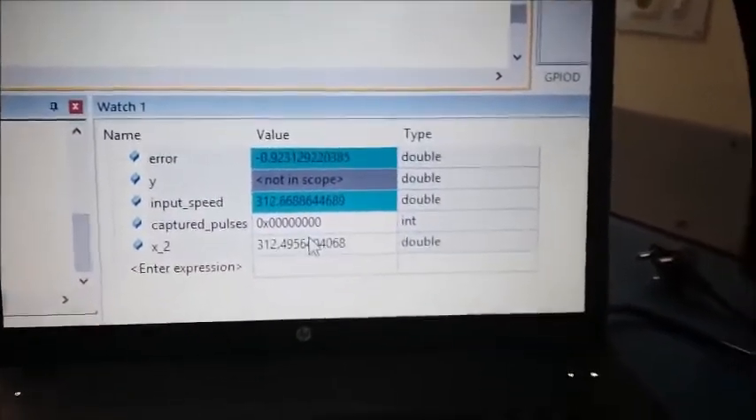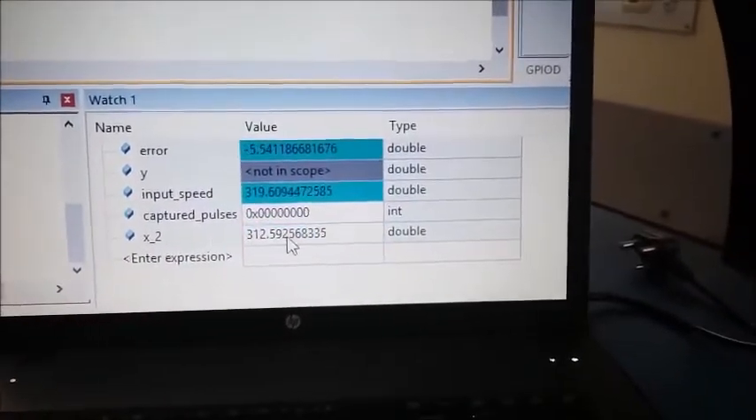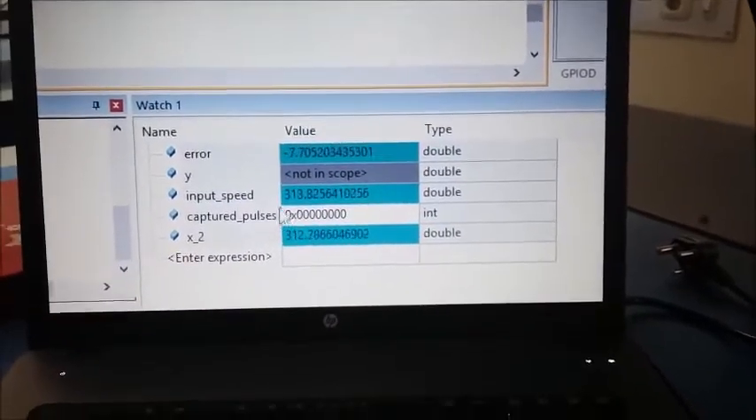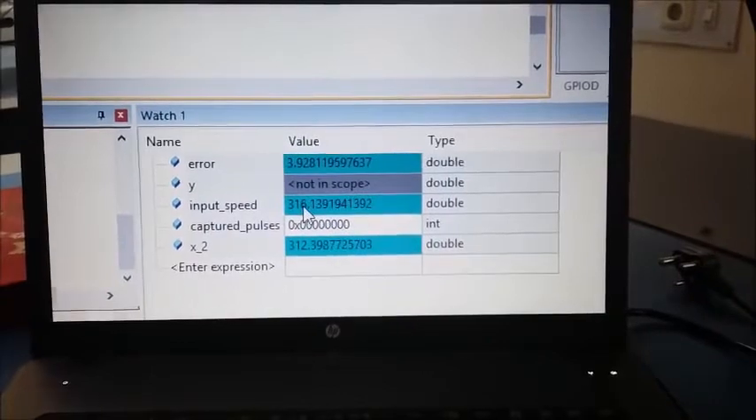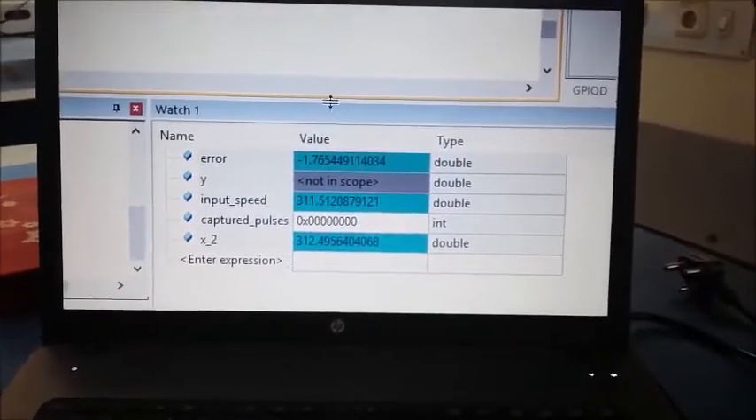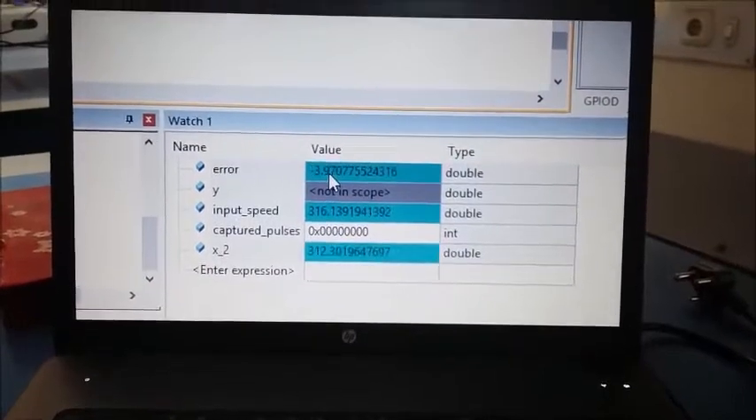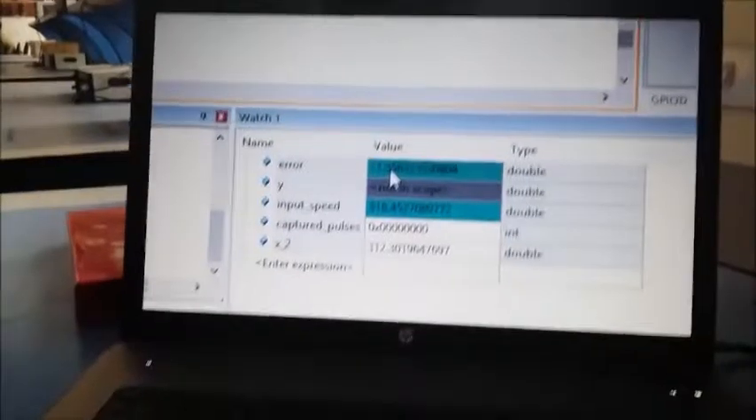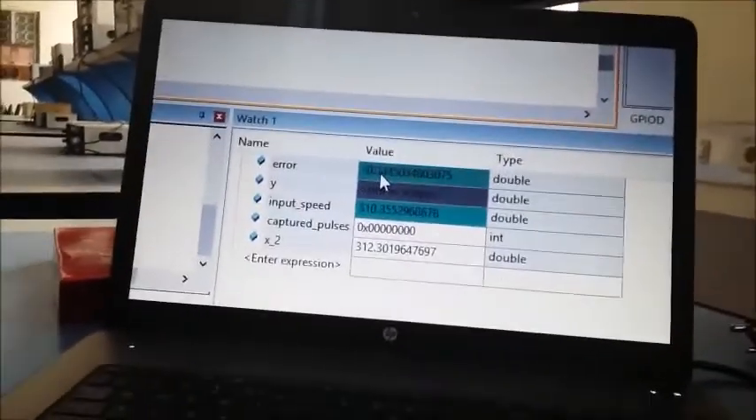At present the speed is about 300 RPM. Here x_2 is the feedback speed which is being measured by the proximity sensor, and this is the input speed which is set by the analog knob, and the difference is the error signal which you can see here. The tolerance of the error signal is about 5 RPM. That is, whenever the error increases beyond 5 RPM, it will generate an actuating signal.